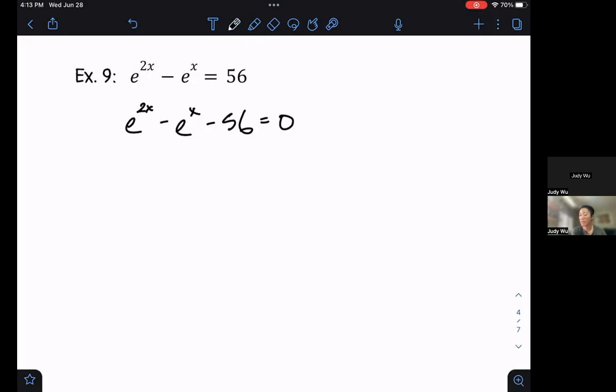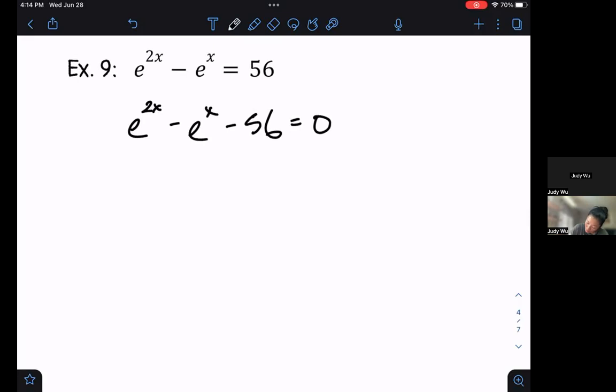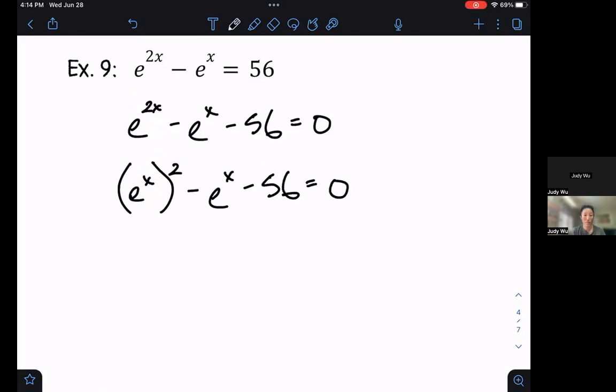Good strategy anytime you're dealing with quadratics is to go ahead and move everything to one side, set it equal to 0. Now, it might not really look like a quadratic, so let me do a little bit of rewriting with some algebra, and let's see if we can make it look more like a quadratic. So e to the 2x can really be written as e to the x squared, because when I have a power to another power, I end up multiplying them. Minus e to the x minus 56 equals 0.